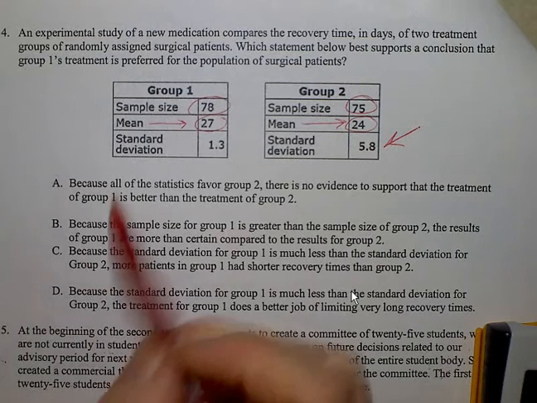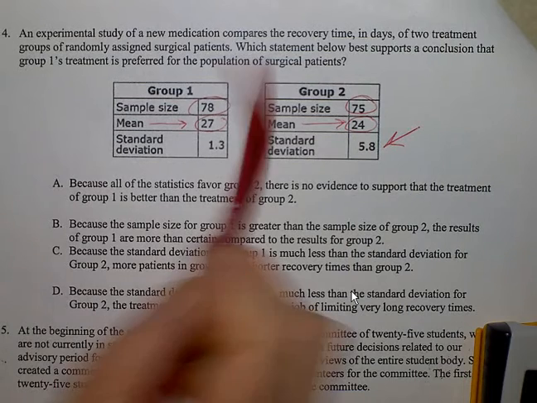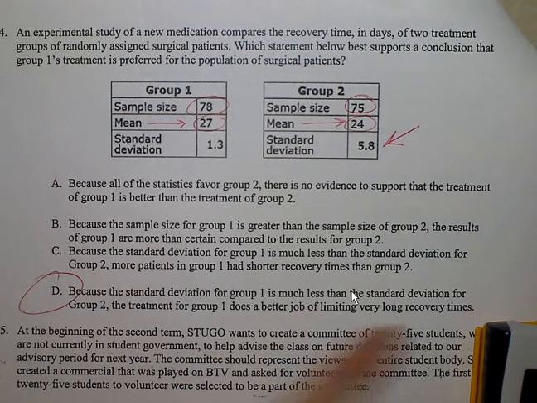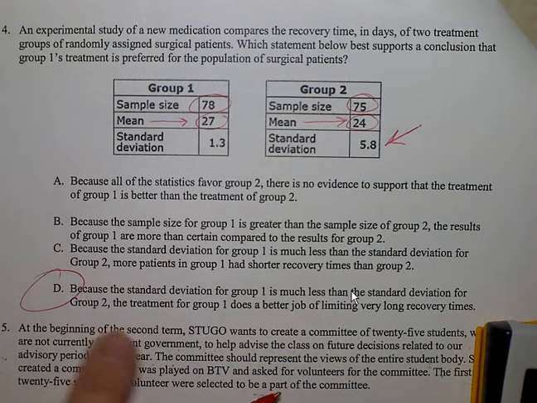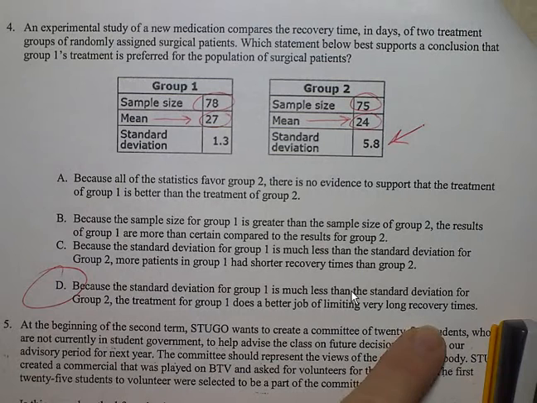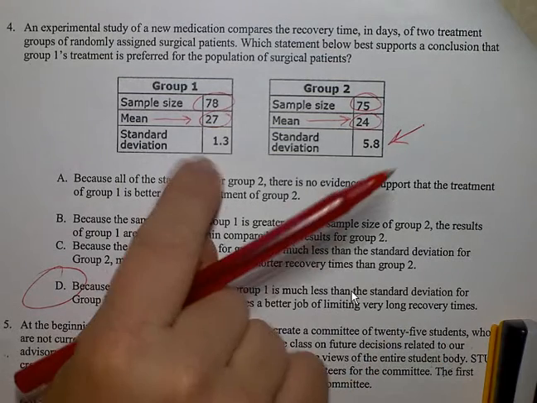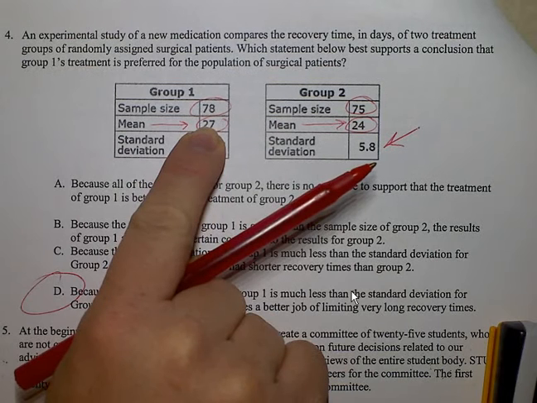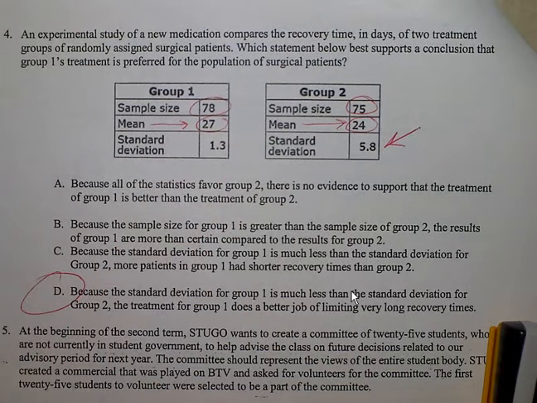So why do we choose group 1? The reason is because the standard deviation of this group is much less and does a better job of limiting long-term recovery times. We know, based on how the data is spread out from the average, that most people are going to take right around 27 days to recover.